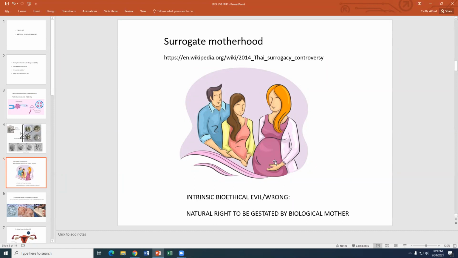Okay, and these are issues that really cannot be measured beforehand, because each person is going to be different. So even if this surrogate mother in her mind says, I'm not going to bond, I'm not going to bond, who knows what's actually going to happen in real life, okay?